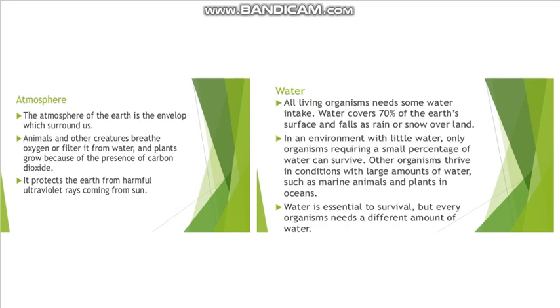Also, we know there are different types of rays coming from the sun. This air and this atmosphere will protect us from these harmful rays. These harmful rays are absorbed in the atmosphere and will not reach the earth, and we are protected from these ultraviolet and harmful rays. Okay, the second important component is water.